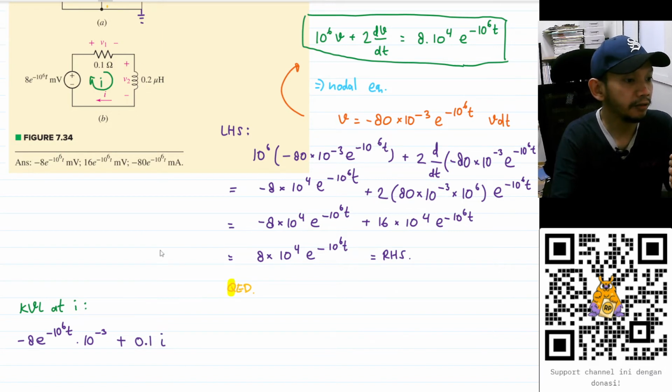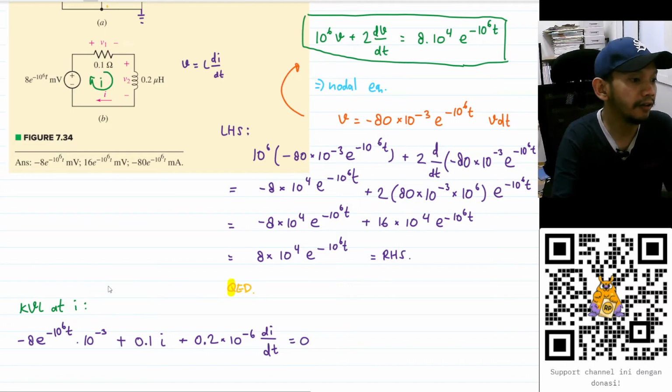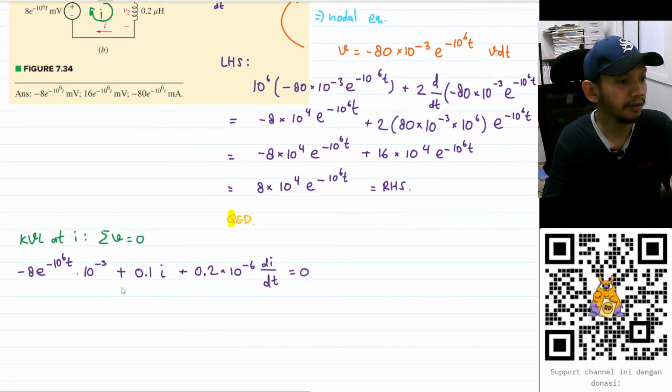And then this inductor, so I will have plus. Remember the voltage in an inductor is L di over dt. So here I will have 0.2, but here is micro Henry, so I will have this multiplied by 10 to the minus 6 di over dt. And all of this will equal 0, because remember KVL says the sum of voltages in a loop equals 0.